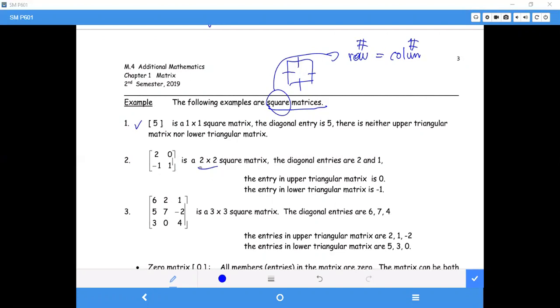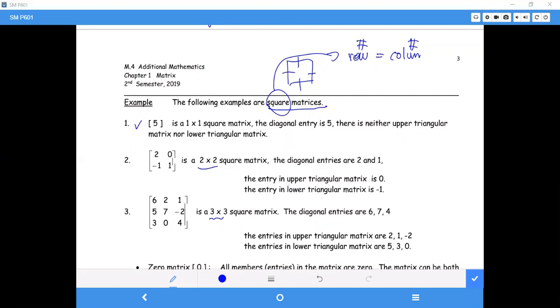So the number of rows is equal to the number of columns. Same with this one, 3 by 3. Very easy. 1, 2, 3 rows, 1, 2, 3 columns. Easy, right? And then let's go back a little bit.